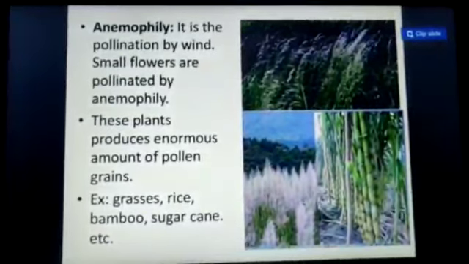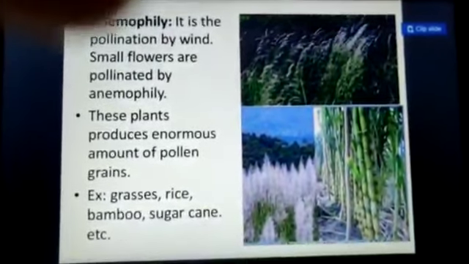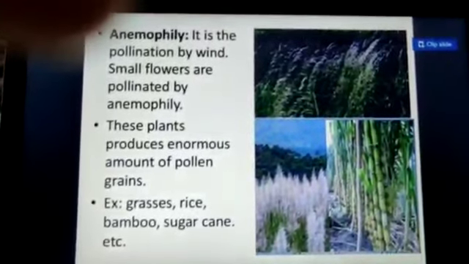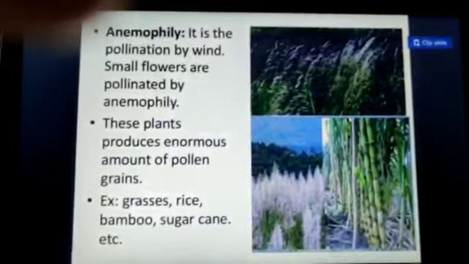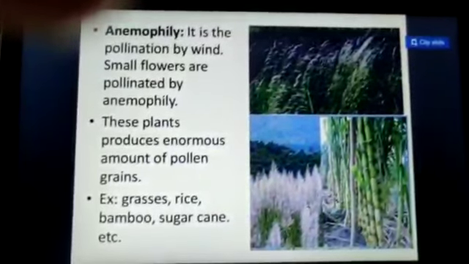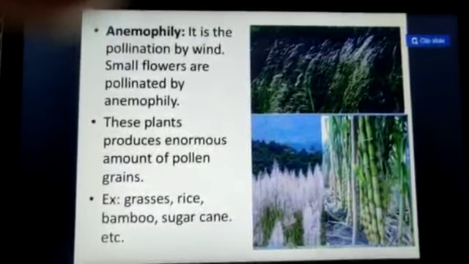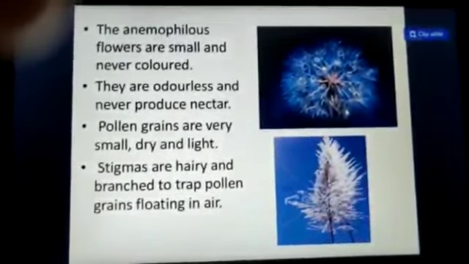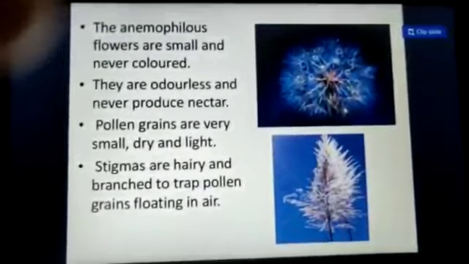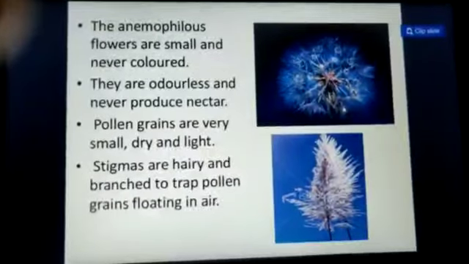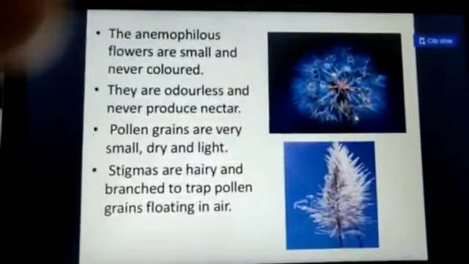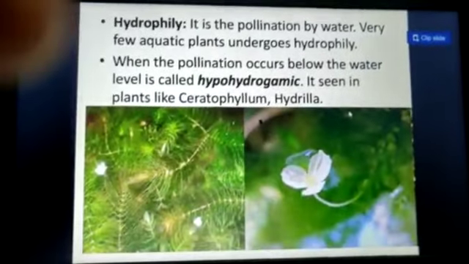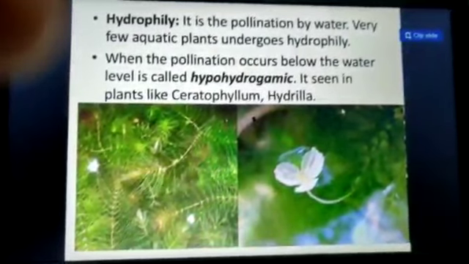Some flowers are pollinated by wind. These plants produce a lot of pollen grains because pollen grains travel through the air current and may be deposited here and there. Most of the pollen grains get wasted. Anemophilous flowers are small and never colored. They are odorless and never produce nectar. Pollen grains are very small, dry and light. Stigmas are hairy and branched to trap pollen grains floating in the air.